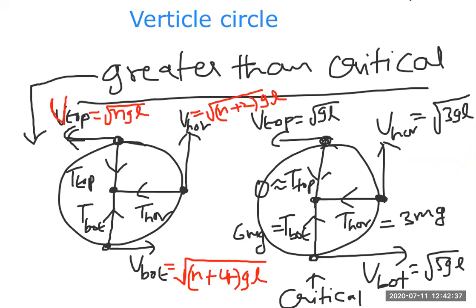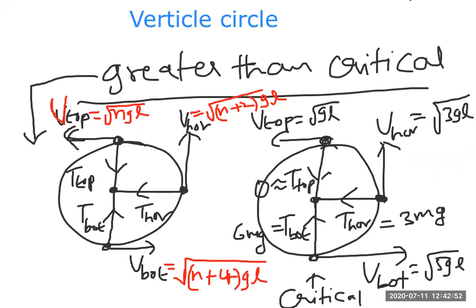At the bottom, what happened here? Here at the bottom we have 5gl. 5 I can write as 1 plus 4. 1 I am replacing with n. So I have written n plus 4 gl at the bottom. So I hope you are clear.